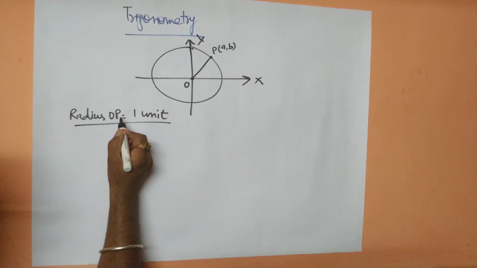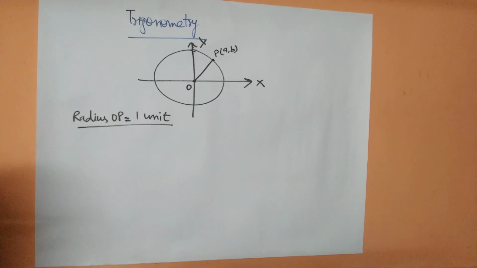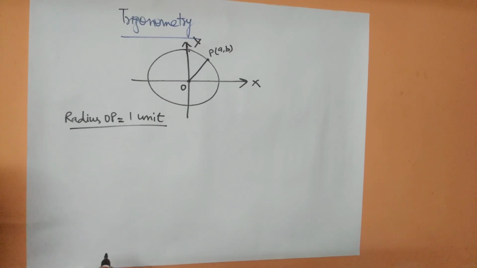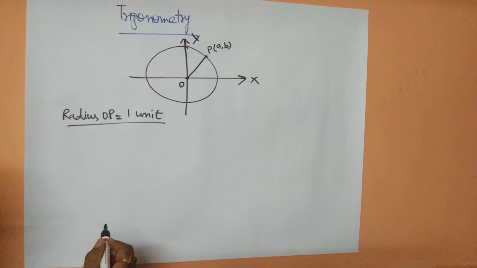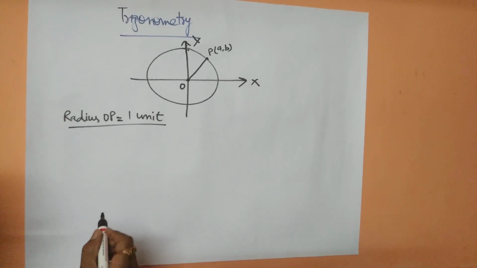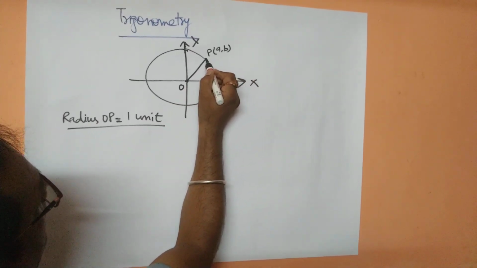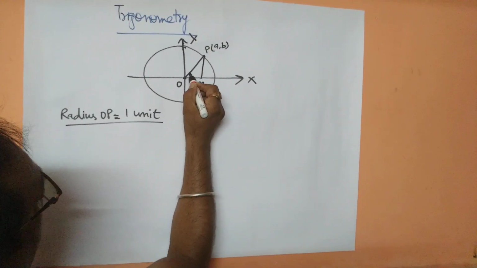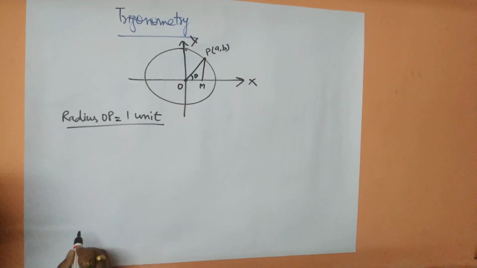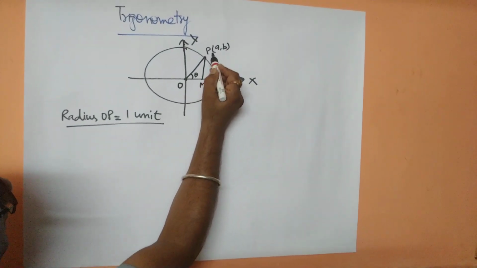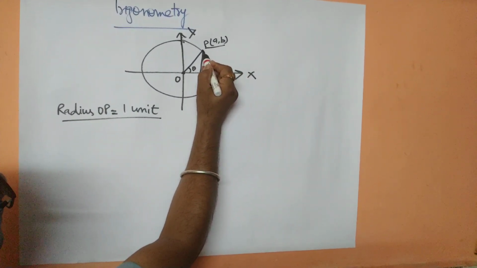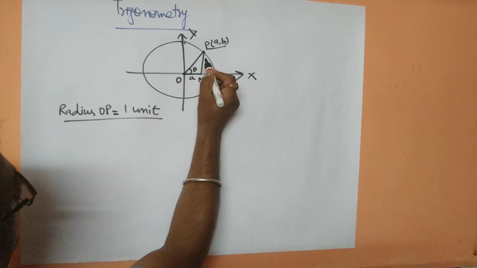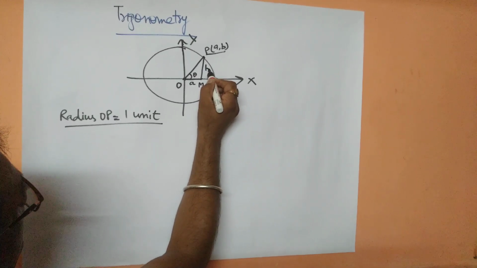Students, you can ask why we are taking the radius of the circle as 1 unit. See, we need a circle, and it doesn't matter how much radius we take. So for our convenience, it can be taken as 1 unit. Now if P(a, b) is there, let's draw a perpendicular and let this point be M and this angle be theta. If P(a, b) is the coordinates of this point, then this length OM will be a and this length PM will be b.